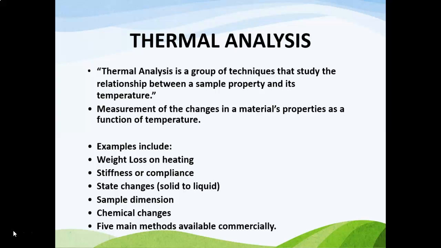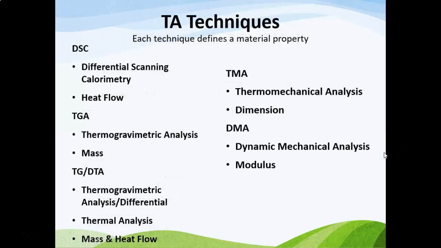The five main methods available commercially are: differential scanning calorimetry, which measures the heat flow; TGA, thermogravimetric analysis, which measures the changes of mass during heating; TG-DTA, which is thermogravimetric analysis and differential thermal analysis, measuring the thermal properties of the material as well as mass and heat flow; TMA, thermomechanical analysis, which measures the dimension changes of the material when heat is applied; and also dynamic mechanical analysis.